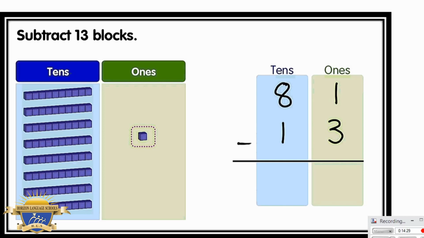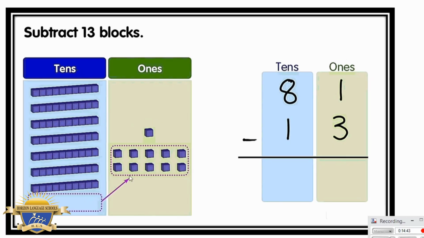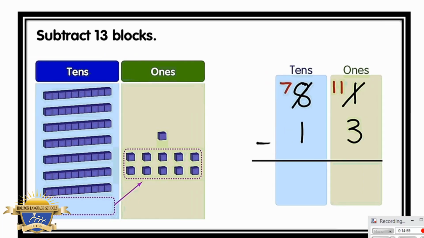So what should I do? I will go to the next door and knock. Okay, so the tens will give it 1. We will regroup 1 ten to the ones place by 10 ones. So I will have here 11 ones and 7 tens. So the 1 gonna be 11, and 8 is gonna be 7.